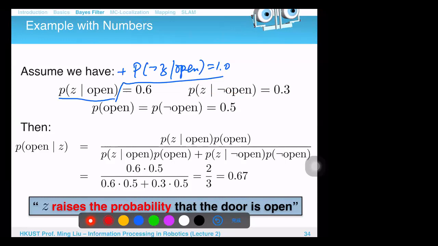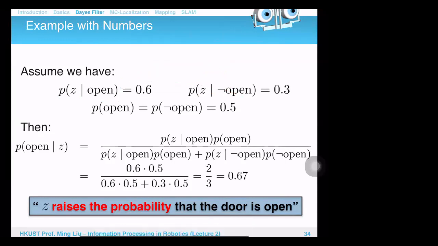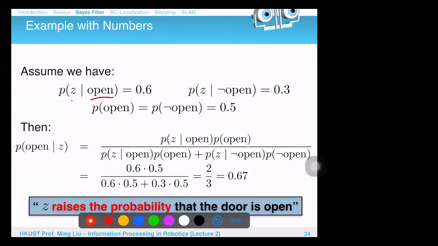With this assumption, you can see that if the door is open, I will observe Z with probability 0.6, and if the door is not open, the probability of observing Z is 0.3. What does it tell? It tells that when you see Z, you have a higher probability that the door may be open. Intuitively, that's the case, but we can prove that this is exactly the case.